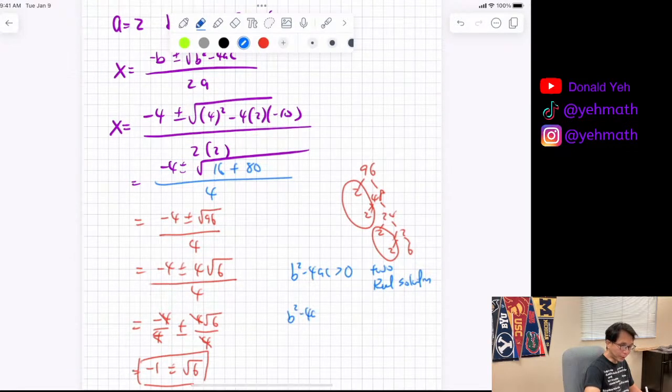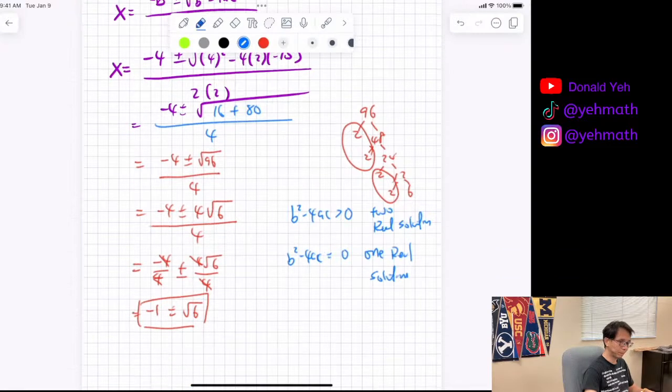If b squared minus 4ac is equal to 0, think about it, you have plus minus square root of 0, so I don't really have two solutions. I only have one, which is located on the axis of symmetry. So that's going to be one real solution. The SAT sometimes asks if you understand the idea of the discriminant. They don't want you to do the quadratic formula.